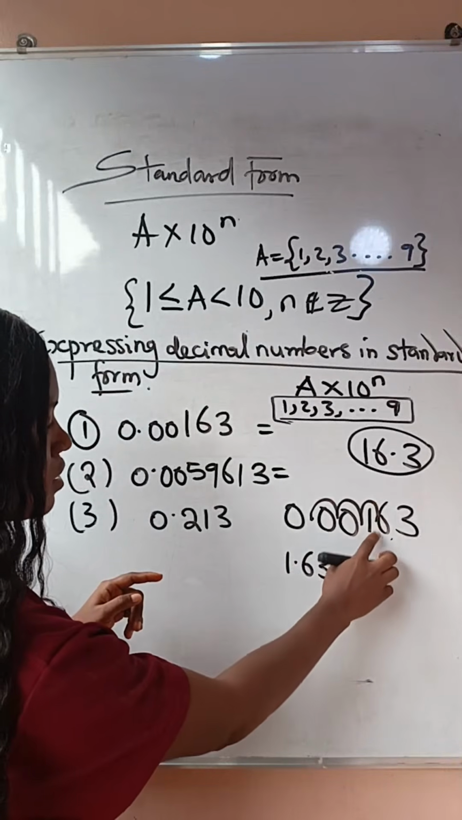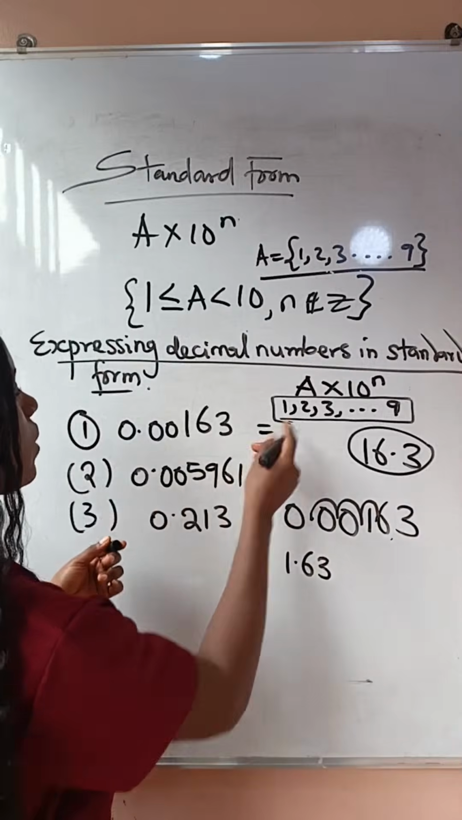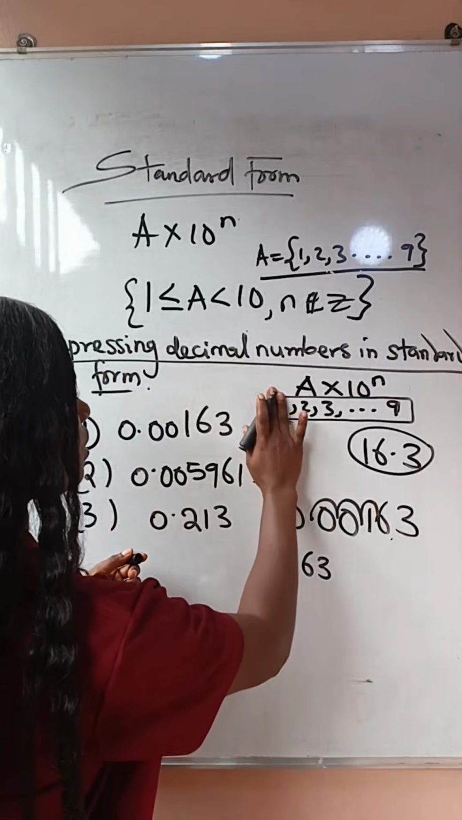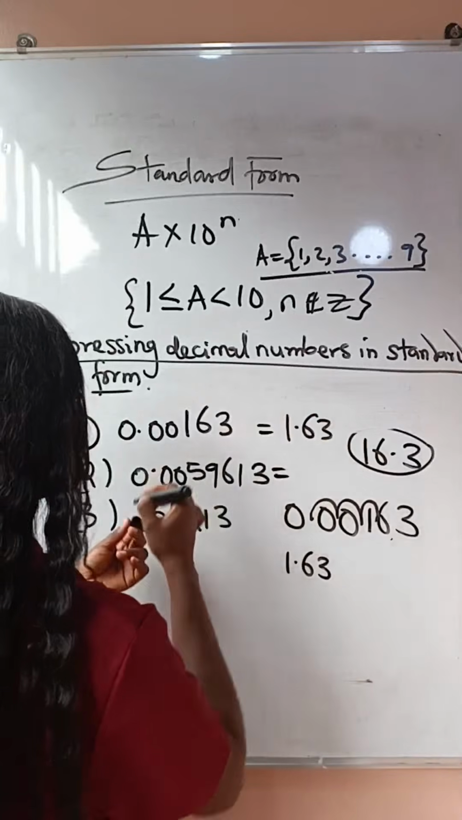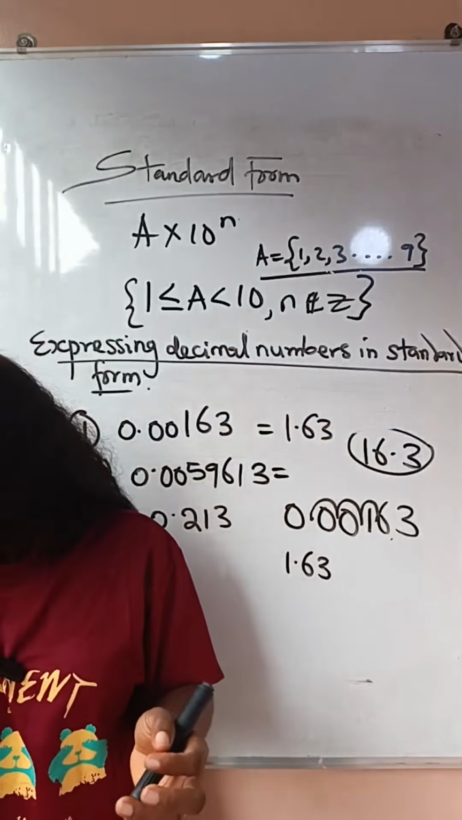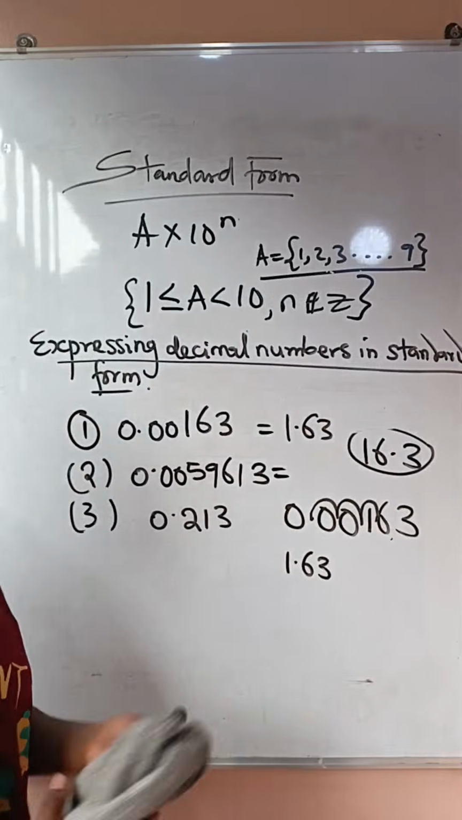So we are going to take this one. This is where we are. So we now have 1.63. Okay, now it's time to get our n.